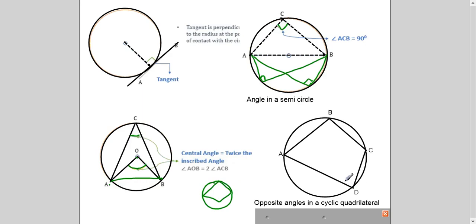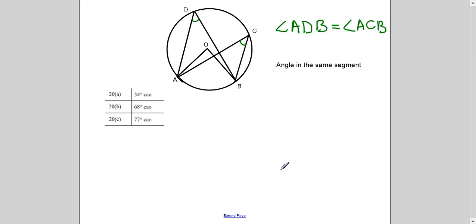So what is the property about it? This angle and this angle are supplementary. If this is A and this is B, then the sum of A plus B will be 180 degrees. Similarly, if this is 70 and I want to find this out, I will do 180 minus 70 and I will get this. This property is called opposite angles in a cyclic quadrilateral. Let's see another property here.